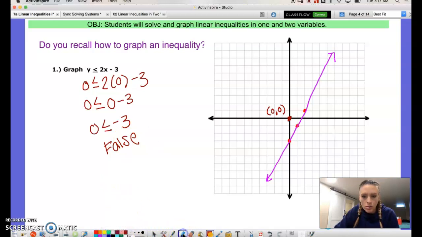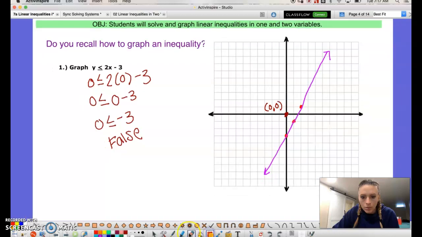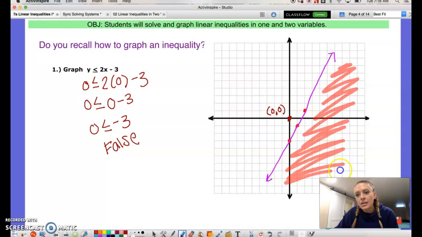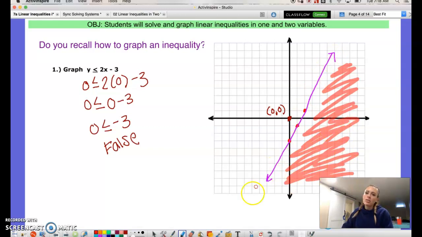So we are going to shade in this side. We're going to shade in the side that has the solutions, which is this side. Okay, so all the solutions can lie on this line or below it.